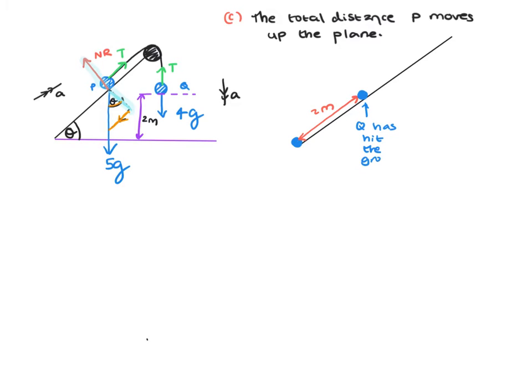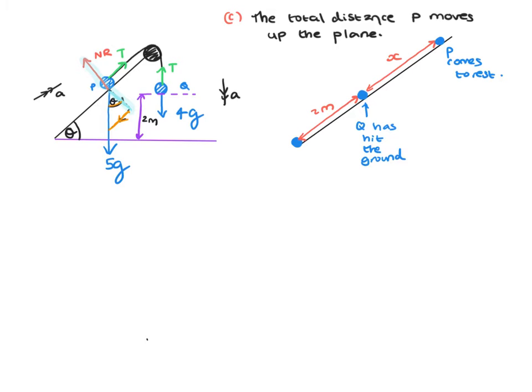Now, when Q has hit the ground, the string is going to become slack, but P will still have momentum. So the string is now slack, the tension is 0, but P has a residual velocity, and it will continue to travel up the slope until it stops. So there's going to be a second phase of the journey up here through a distance, let's call it x, until P comes to rest. And our job is to find out the value of x and then add that to 2.